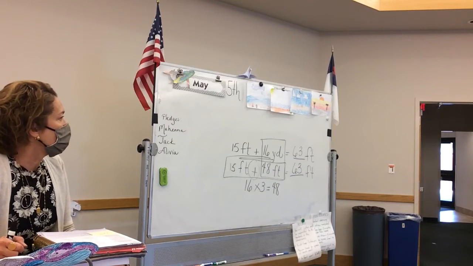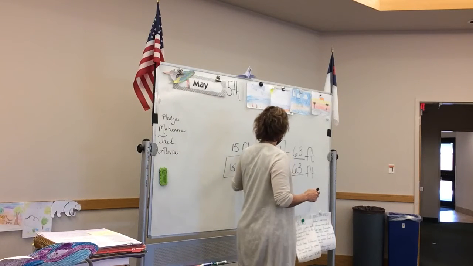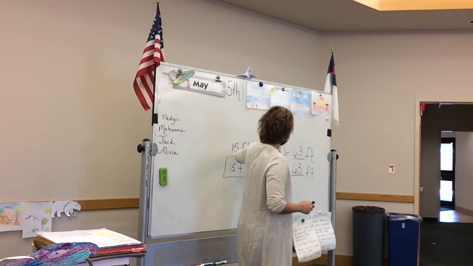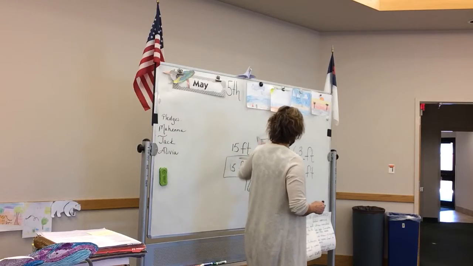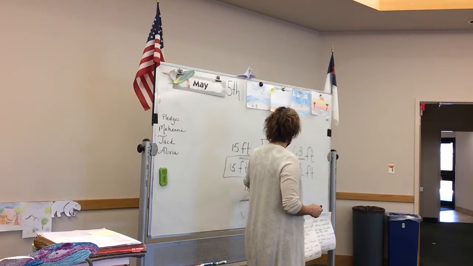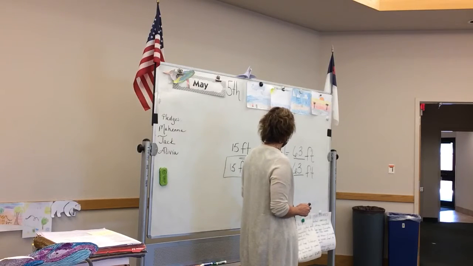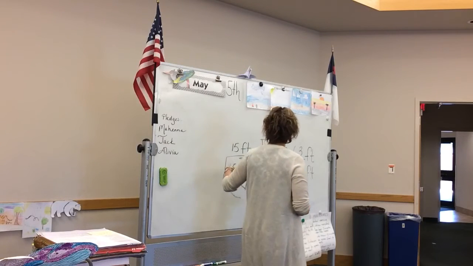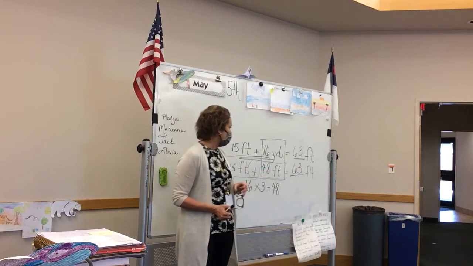So remember, you solve the box first. You go through and you solve it, you convert, you figure out, am I multiplying or am I dividing? Then once you figure that out, you work on the problem. So in this case, we had 16 yards. There are 3 feet in a yard, so you multiply that. You put that in the box. Then you do the final phase of the problem, which is 15 plus 48.